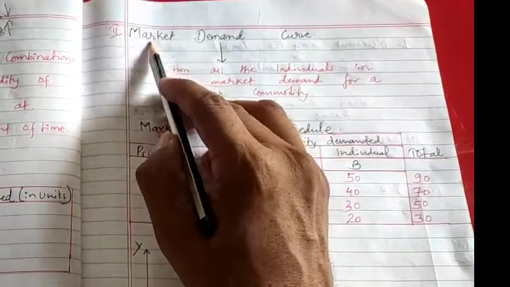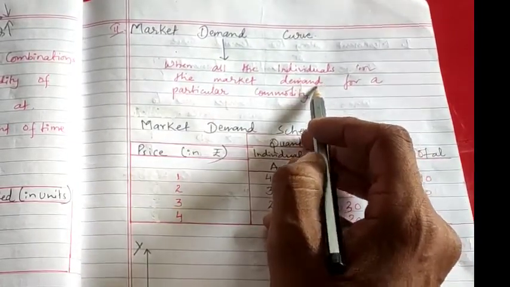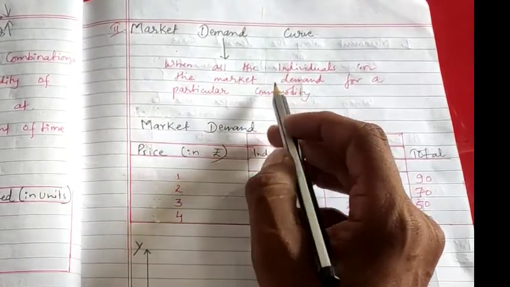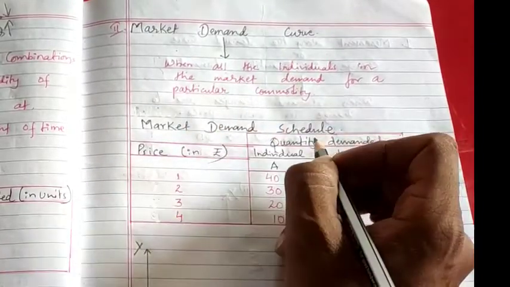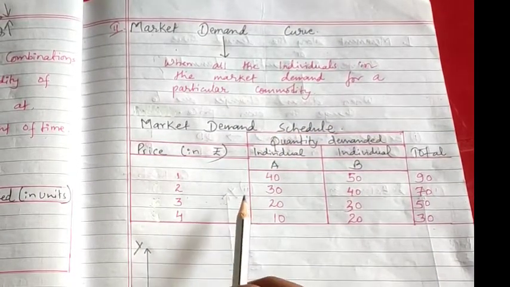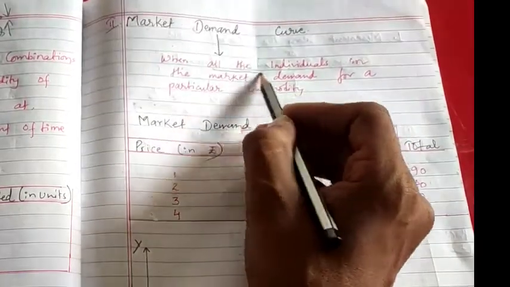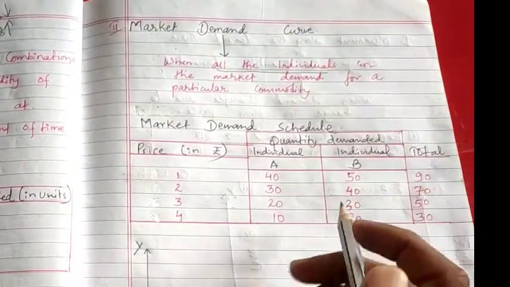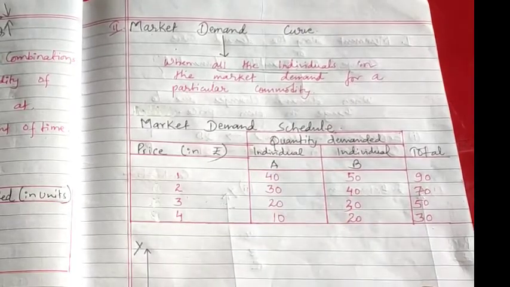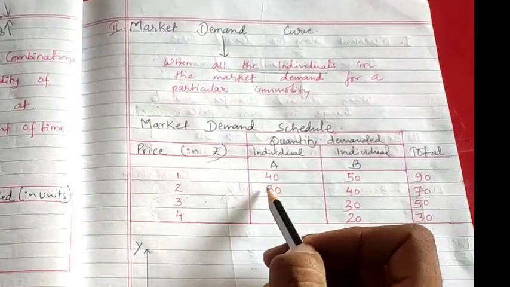So students, what is the market demand curve? When all the individuals in the market demand a particular commodity, then we say it is market demand. And the market demand curve is prepared the same as the individual demand curve. Here the table will be a little different from individual demand, because only when all the individuals demand a particular commodity can we say it is market demand. And when it is represented in diagrammatic form, we say it is a market demand curve. So for this we need one market demand schedule.